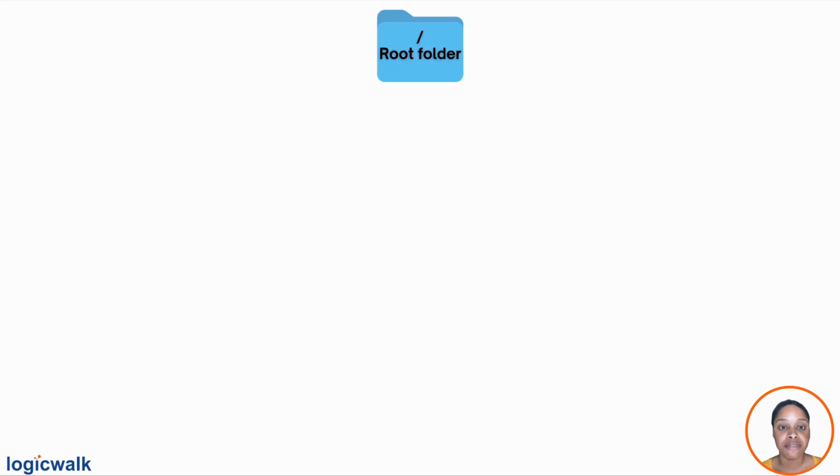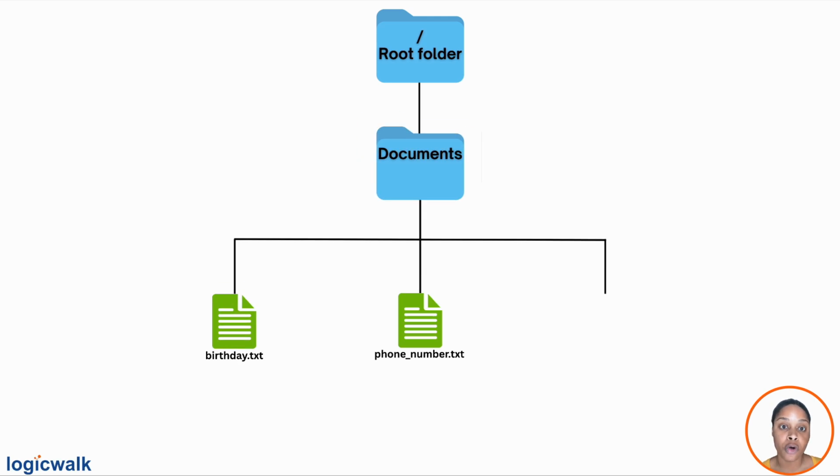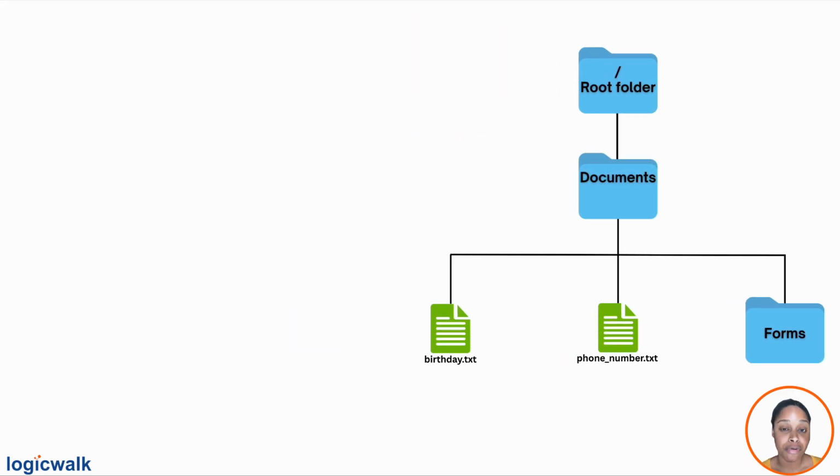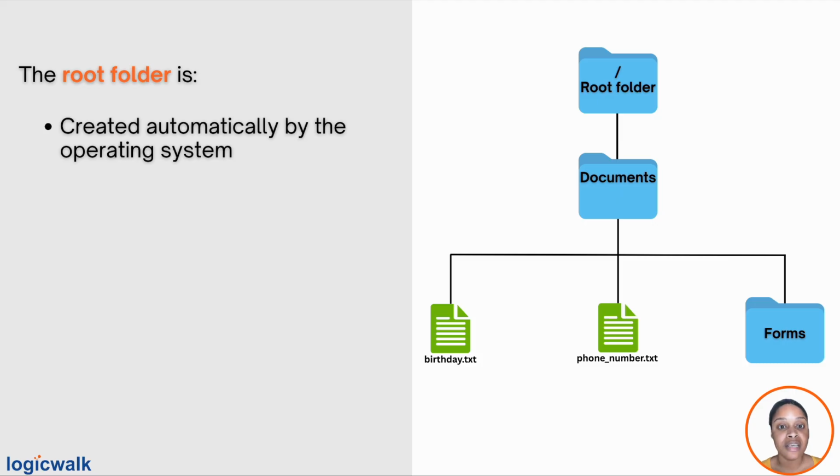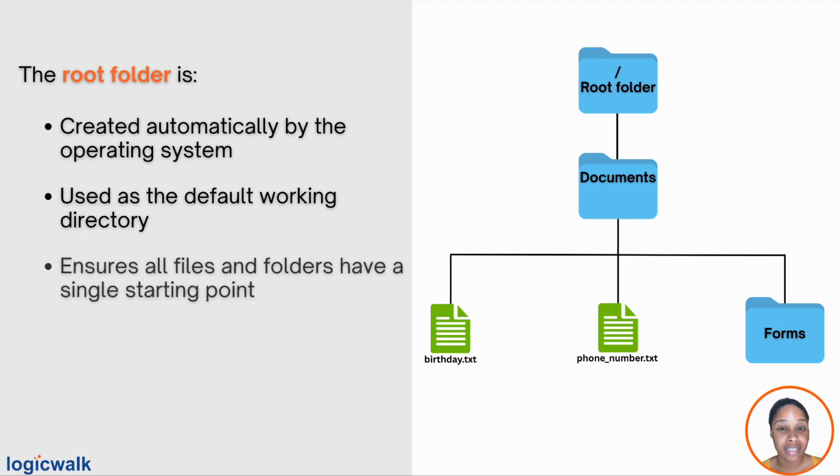At the very top, we have the root folder. It branches out to the Documents folder, which contains two files and an additional folder called Forms that we created. You might be wondering how the root folder appeared if we never actually created one ourselves. That happens automatically in most operating systems. To keep files organized, the Logic Walk OS automatically creates a root folder as the default working directory so that all descendant files and folders exist within it.